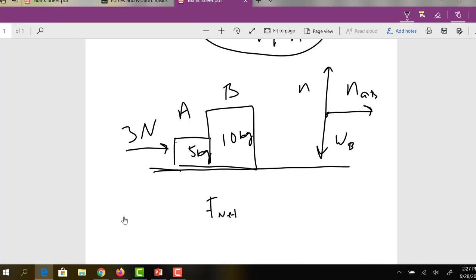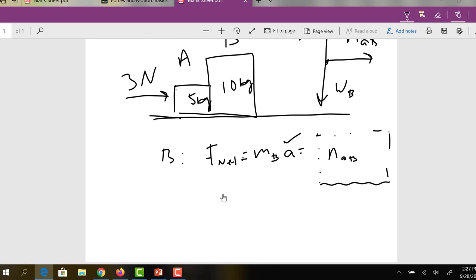this is just, again, for B, the net force, mass of B times A, and then what's the actual force acting on B? Well, it's the normal from A on B, which again is equal to the normal from B on A. So if I could figure out the acceleration, I know the mass of B, 10 kilograms, then I know the normal force. Okay, so that's the key here. I've got to figure out the acceleration.